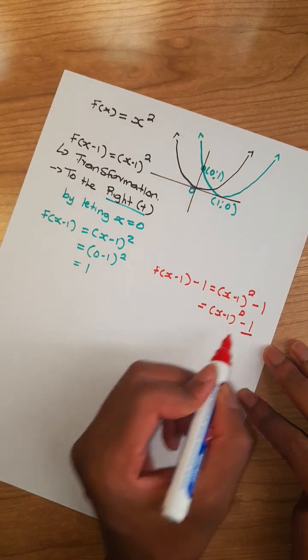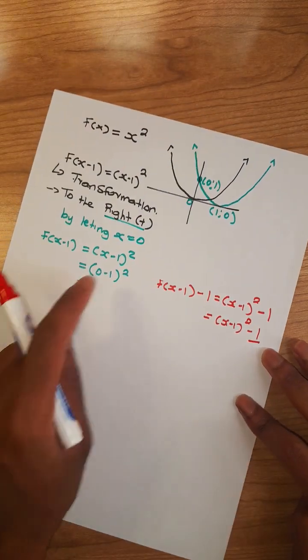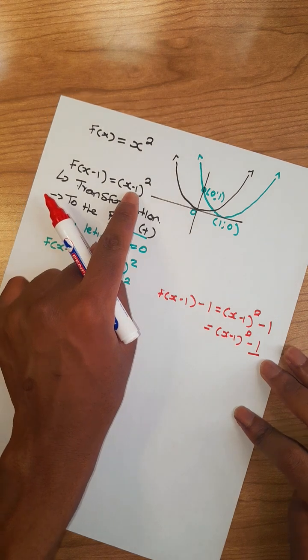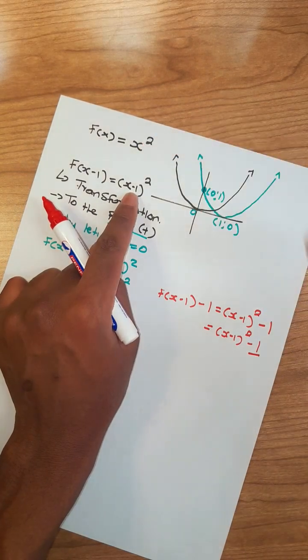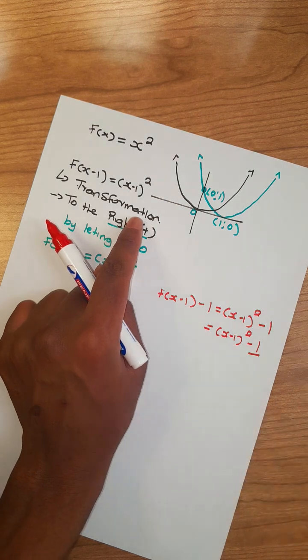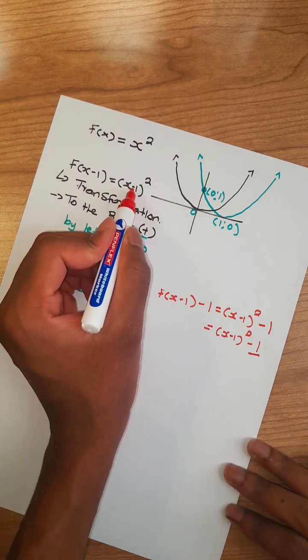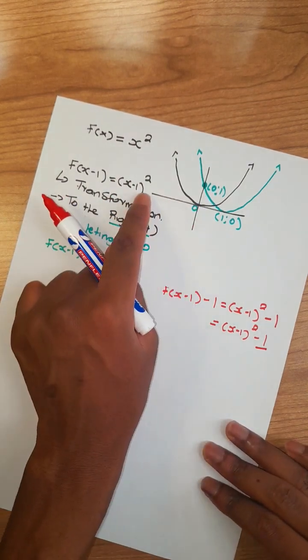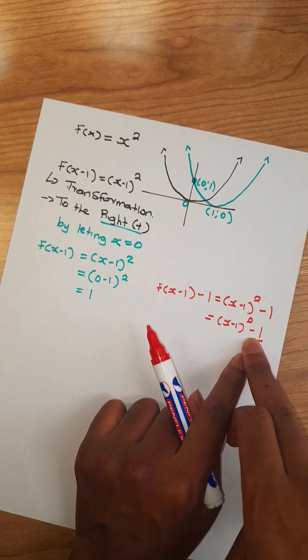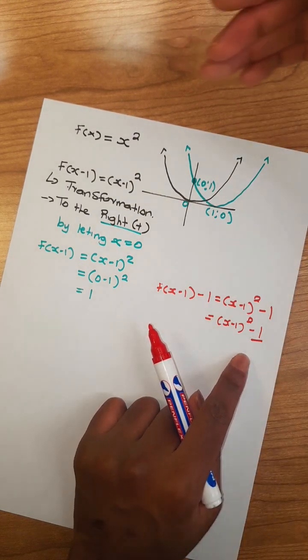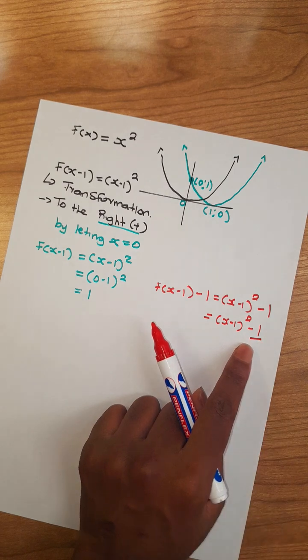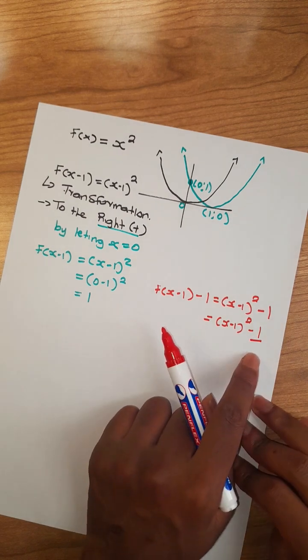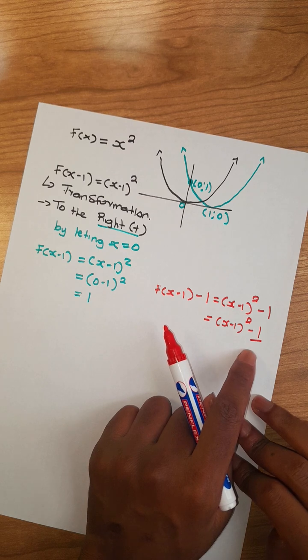What happens with this minus 1? Here's the difference. When you put a value of minus 1 in the place of x, you shift the graph to the right. If this was a positive 1, the graph would have shifted 1 unit to the left. But when you put a minus 1 outside, it doesn't mean that it's going to move upwards. It will move 1 unit downwards. So it is actually going to move 1 unit downwards.